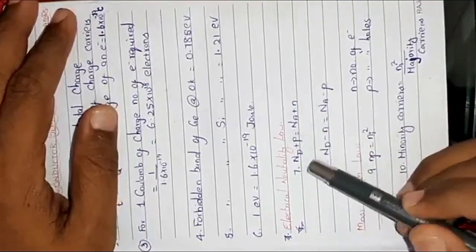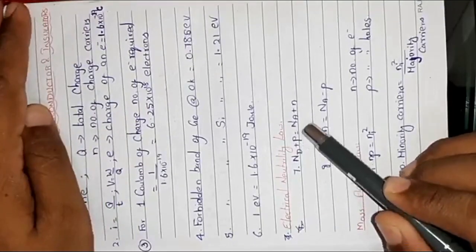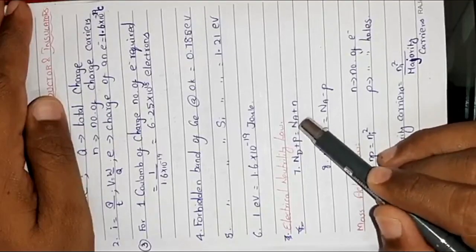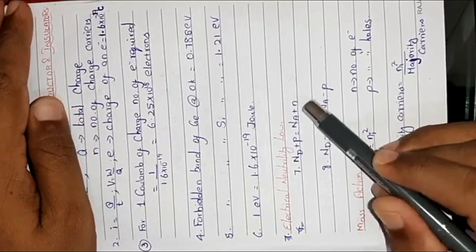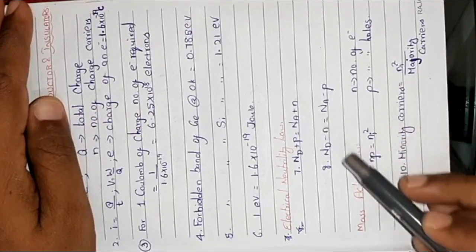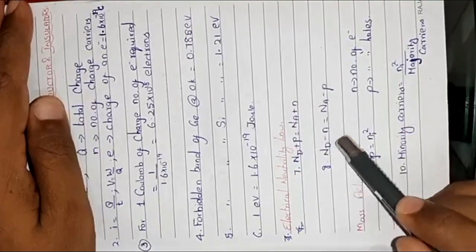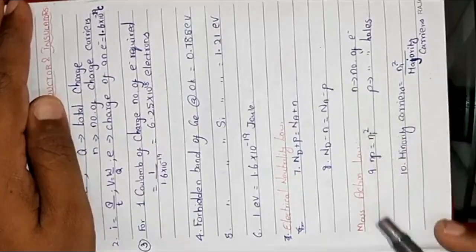Now electrical neutrality law, ND plus P is equal to Na plus N, where ND is the donor concentration, P is the number of holes, Na is the acceptor concentration, and N is the number of electrons. Number 8, with this formula it is rewritten as Nd minus N is equal to Na minus P.